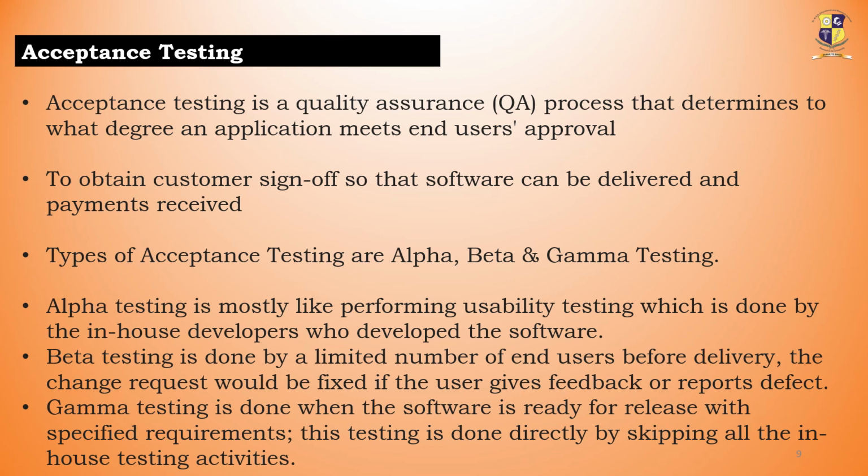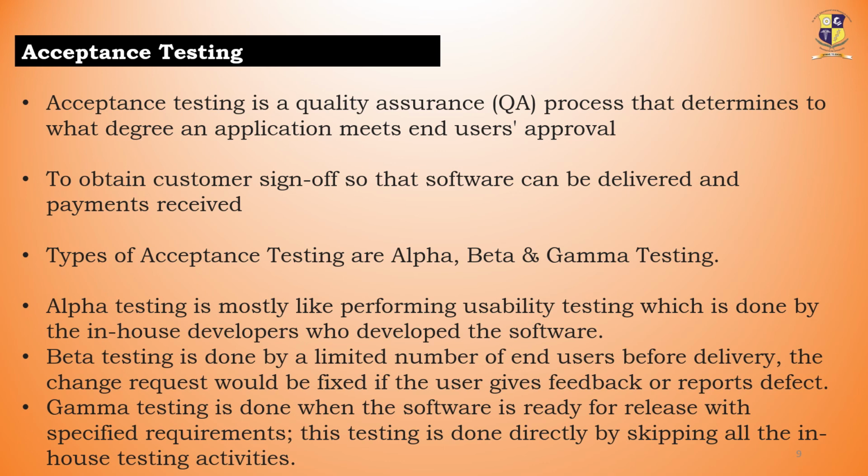But that's not the case with beta testing. Beta testing is especially done by a limited number of end users before the delivery. Before you deliver the software to the end users, you test the software with a limited set of end users, and based on the feedback and response, you make change requests which could be fixed if the user gives feedback or reports a defect. So if the end user reports some kind of defect in the software, it can be corrected or rectified, so that software without any bugs reaches the end users.